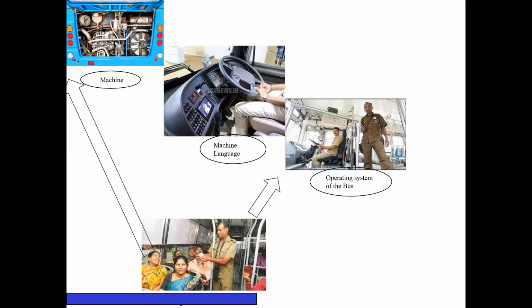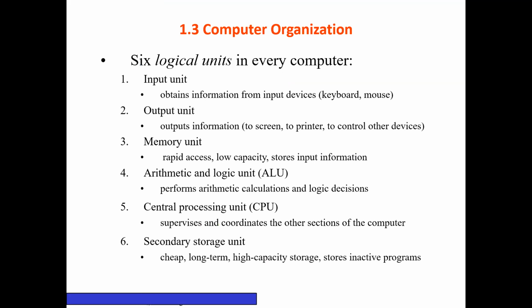The functions done by the driver in a computer system are called the kernel of the operating system. The kernel directly interacts with the machine. The functions performed by a conductor interacting with the user are usually called the shell of the operating system, which interacts with the users.